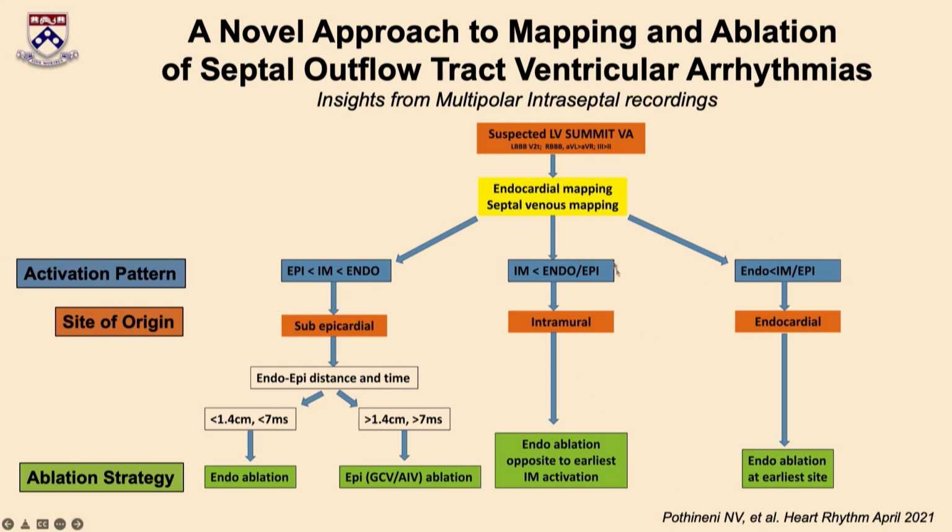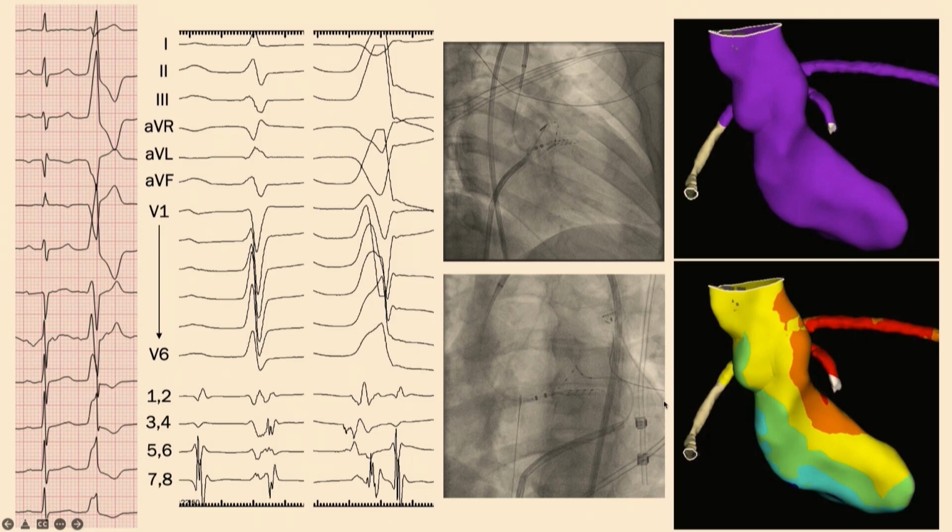The third pattern is a very interesting pattern. And I think this is where I would defer that everything is alcohol. Because it's true for the true LV summit, alcohol might work much better than anything else. But in this pattern, I think that we still have a very good chance of ablation. That is the pattern in which the intramural space is earlier than anything else.